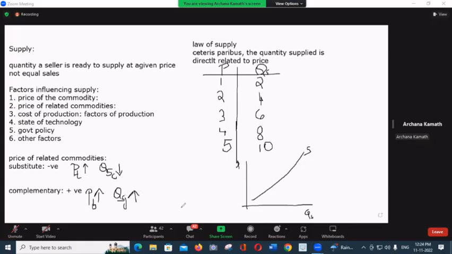Am I clear? So in case of substitute goods, in terms of supply, they are negatively related. In terms of complementary goods, they are positively related.